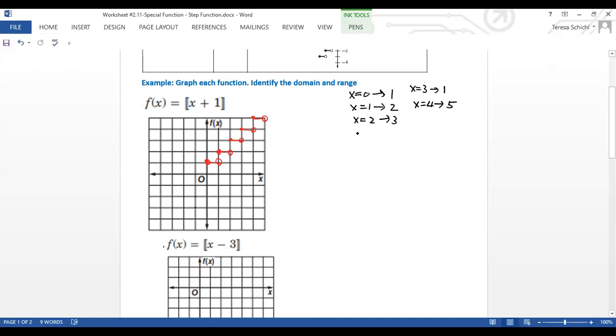Now let's take a look at x equals negative 1. When x equals negative 1, what happens to my y value? Negative 1 plus 1 is what? It's 0. Then x equals negative 2. What is my y value?